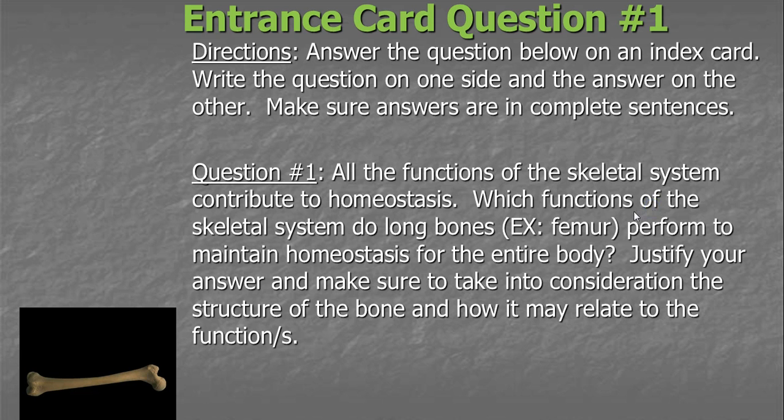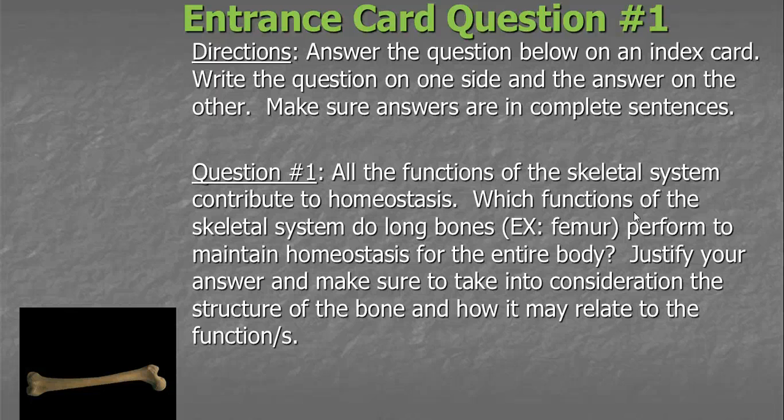Alright, so now we're on to entrance card question number 1. So we've kind of gone over all those entry things that you would need to know about bones and kind of how they're classified into the 4 shapes, and then how also, you know, the functions of bone and how it will pertain to the body and maintaining homeostasis. So we're going to do something new here. What I want you to actually do is, on an index card, record the question on one side, and then put your answer on the other. That way you have some kind of study resource.